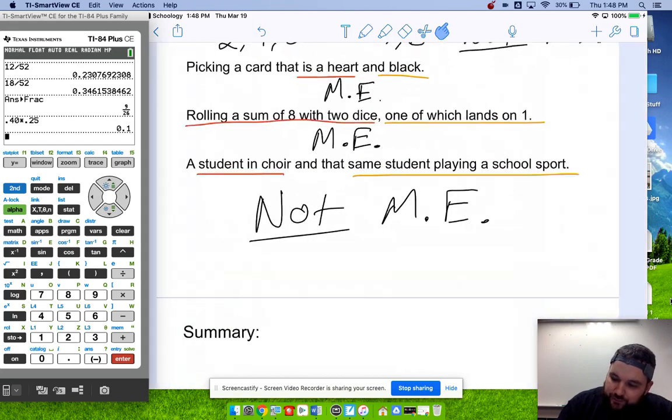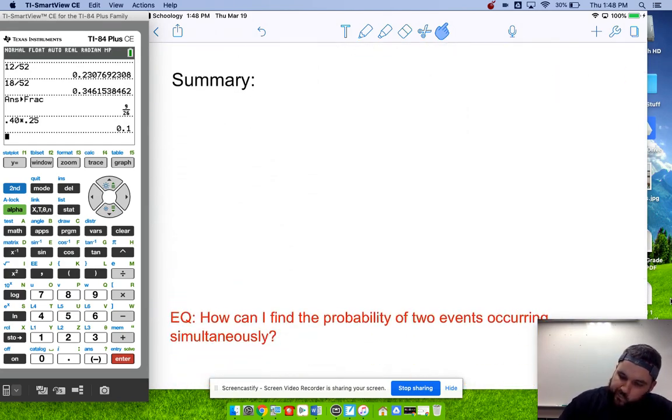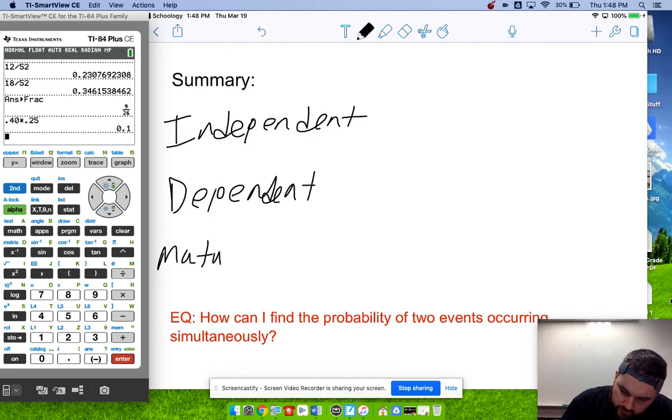Okay, a lot of vocab in this short little video. And I know the essential question is how can I find the probability of two events occurring simultaneously? We're going to take that essential question into the second half of 11.3, and we're just going to use this video summary to talk about our 3 new vocabulary pieces.